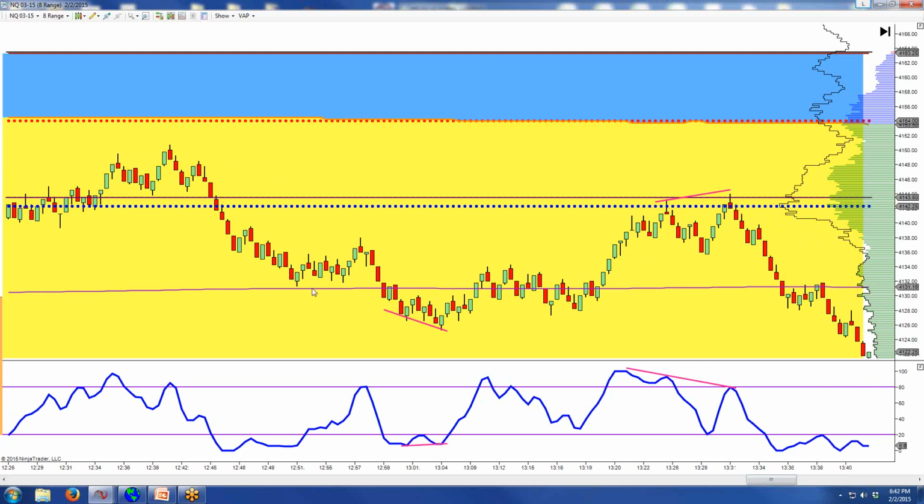And around the point of control, it can go either way, like I said. Here we get divergence to the upside, lower lows in price, higher low here than here, so you'd expect a bounce. So if you're aggressive, you could buy that expecting at least probably for it to retrace back up to the point of control.